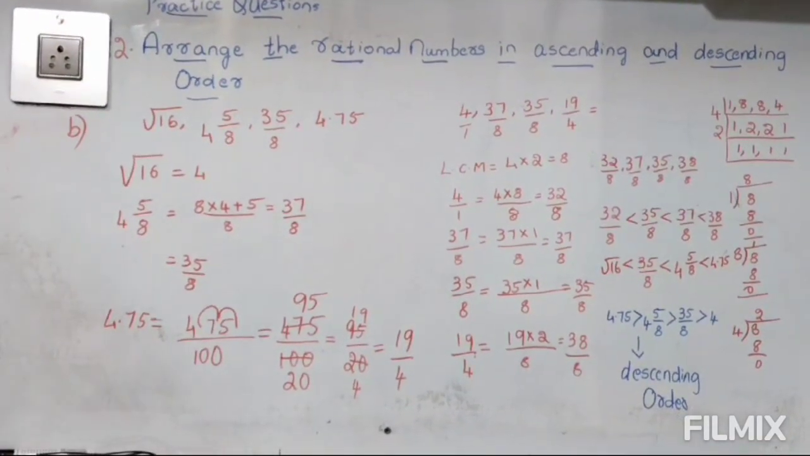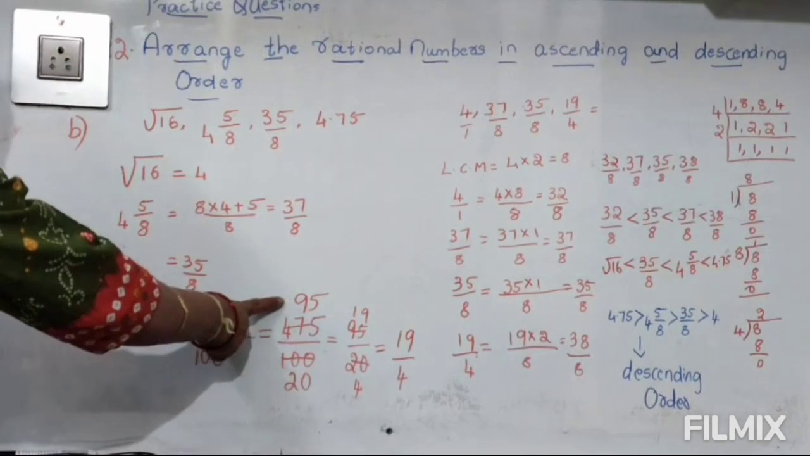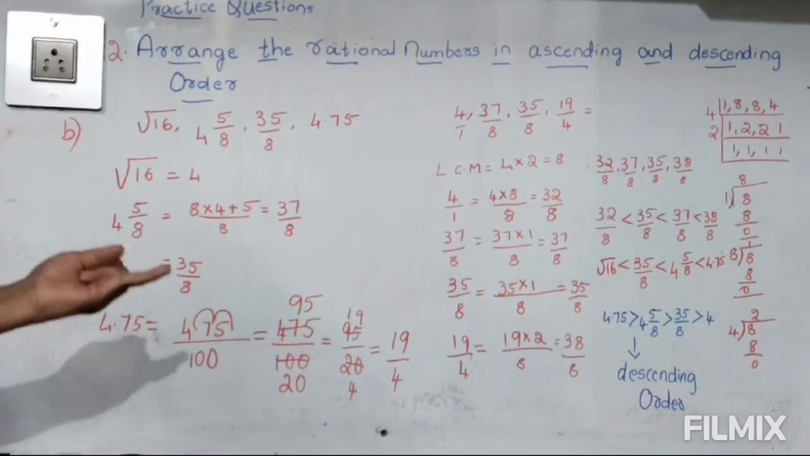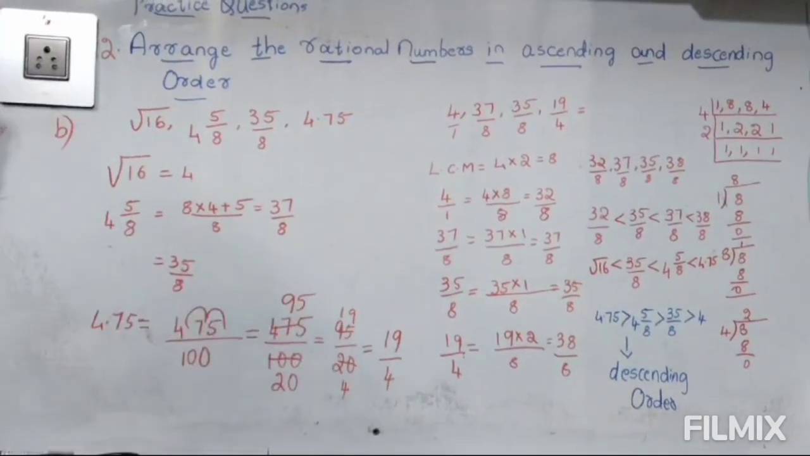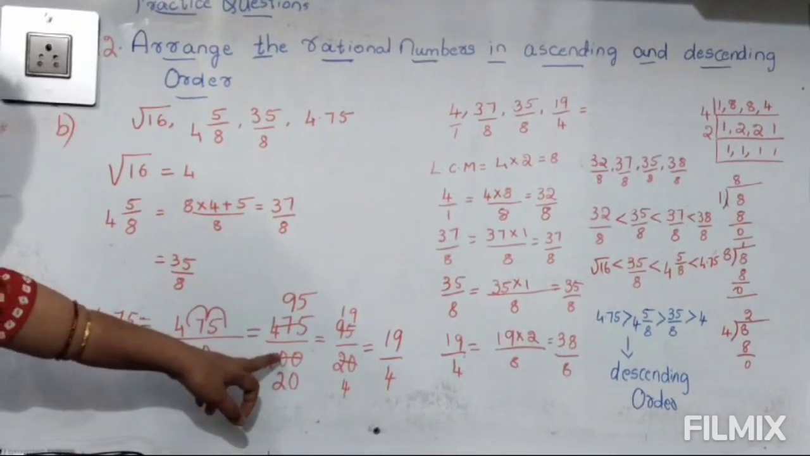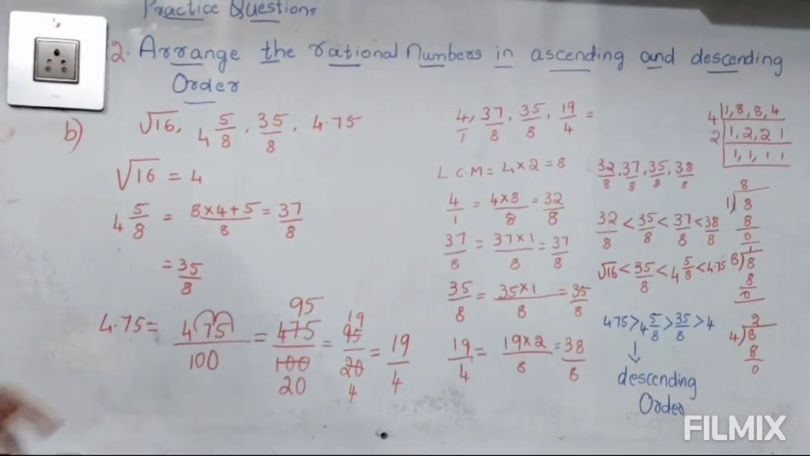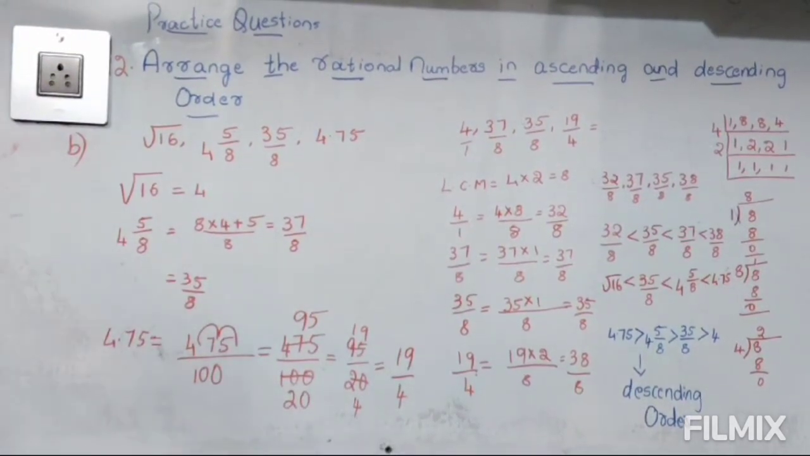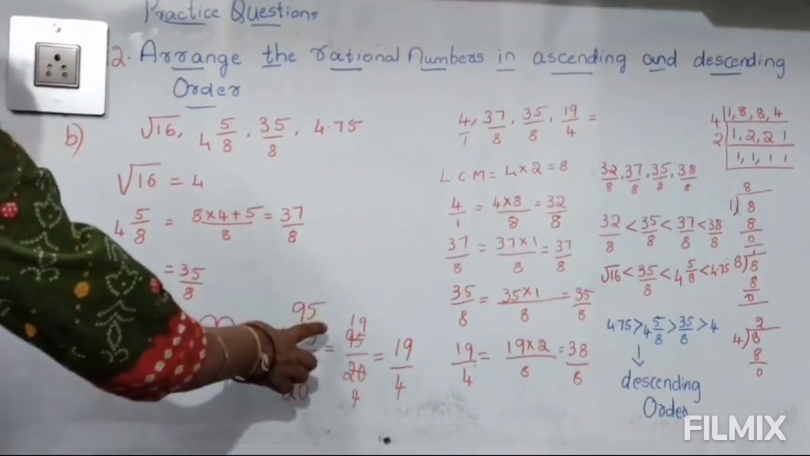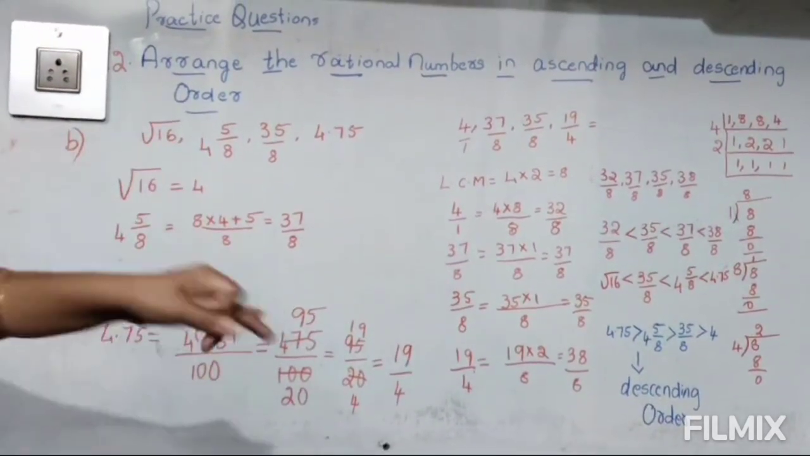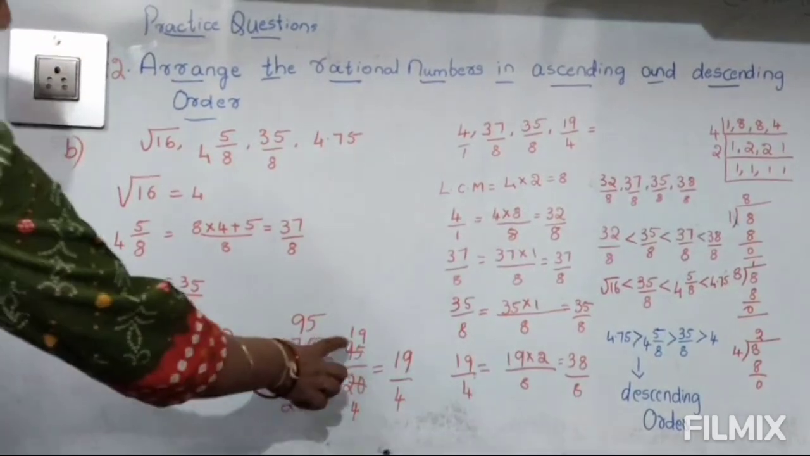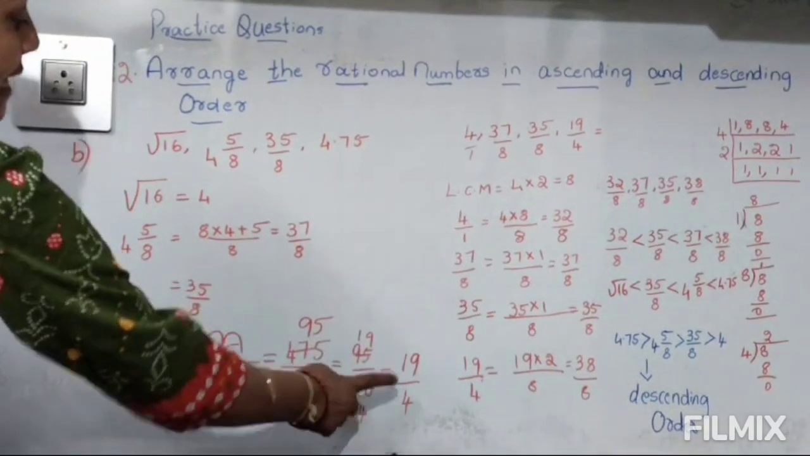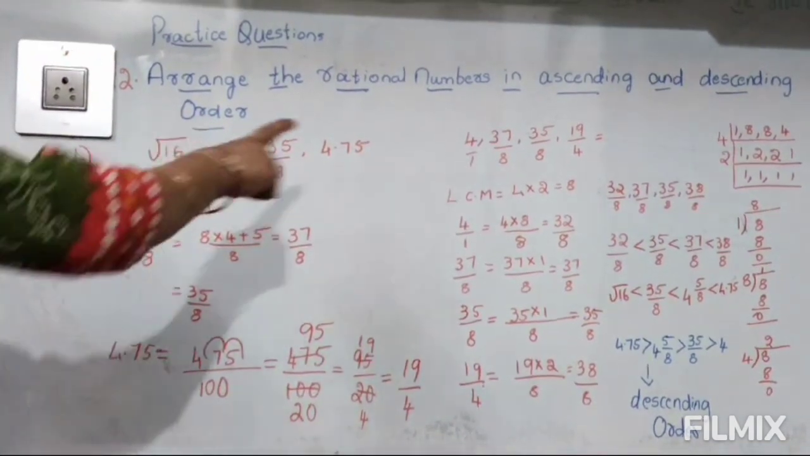Further, it can be simplified by 5. 5 9s are 45. So, 45, 46, 47. 2 remaining, 25. 5 5s are 25. So, 5 2s are 10, 0. So, 5 1s are 5, so you will get 95 by 20. Further, it can be simplified by 5 again. 5 1s are 5, 6, 7, 8, 9. Isn't it? 5 9s are 45, 5 4s are 20. 19 by 4.